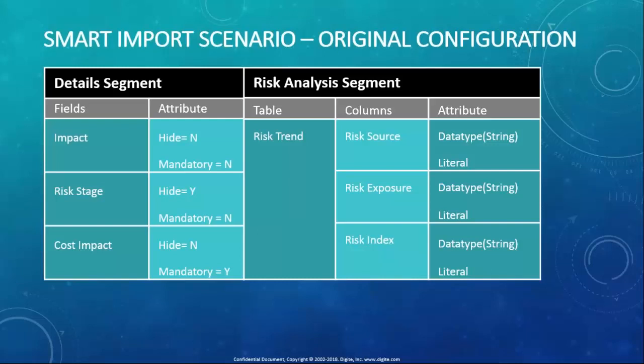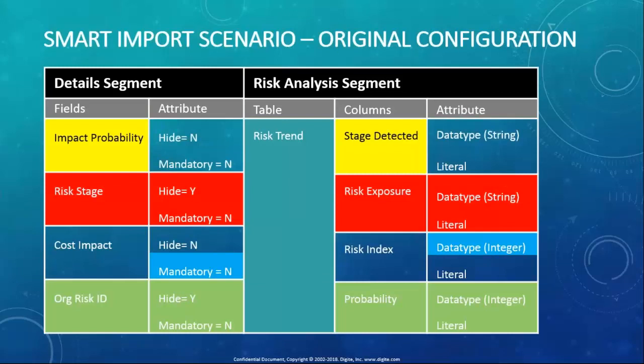So as a configurator, I go about making these changes. I change the name of the field from impact to impact probability. I decide to delete the risk stage, change the mandatory attribute for cost impact to no, and introduce a new field called org risk ID. Similarly, on the SwiftForms table, I have decided to change the name to stage detected, delete the risk exposure column, change the data type for my risk index column to integer, and introduce a new column called probability.